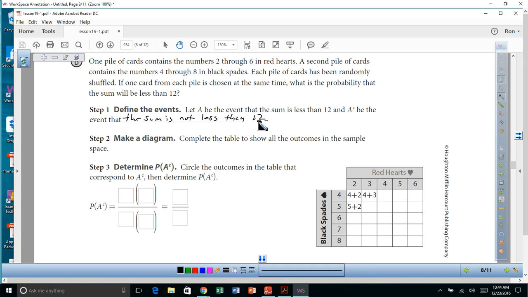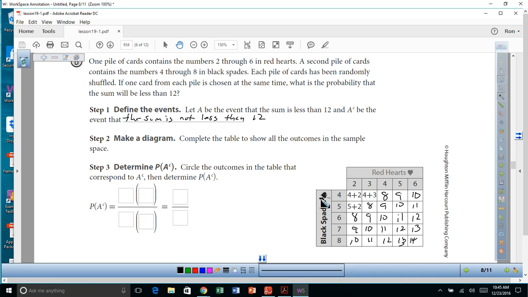Make a diagram, complete the table. Well, let's see, 4 and 2, that's 6, 4 and 3 is 7, 4 and 4 would give you 8, 4 and 5 would give you 9, 4 and 6 would give you 10. 5 and 2 is 7, 5 and 3 is 8, 5 and 4 is 9, 10 and 11. And then 6 and 2 is 8, 9, 10, 11, and 12. 7 and 2 is 9, that would be 10, 11, 12, 13. That's 10, 11, 12, 13, and 14.